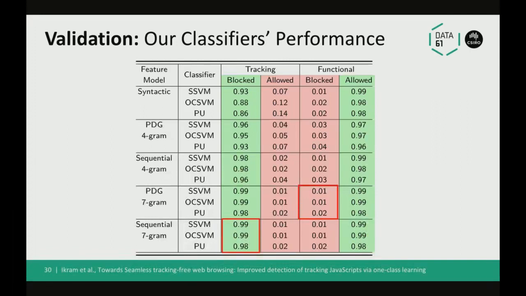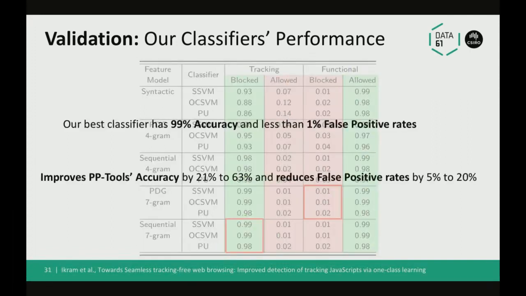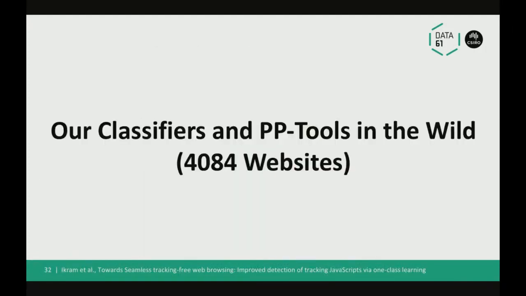So here is a little breakdown of our classifier's performance. As you can see, our classifier achieved more than 99% accuracy with less than 1% false positive rate, and it improves the accuracy of privacy-preserving tools by up to 63%, and it reduces the false positive rate by up to 20%.